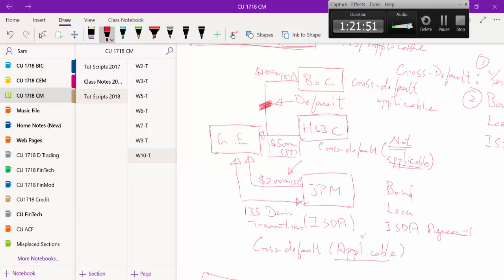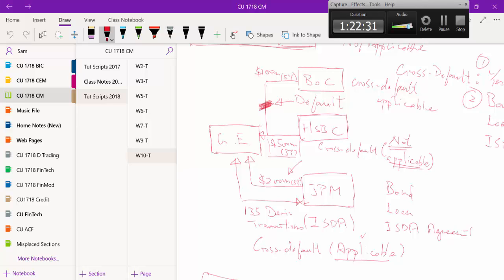Now, what can HSBC do if GE still keeps paying the coupons to HSBC? Very good, very good. That is exactly the answer, because they said cross default not applicable. Now, in the case of JP Morgan, it is different, because there it says cross default applicable, maybe for the loan, and then in addition, these will be separate negotiations.